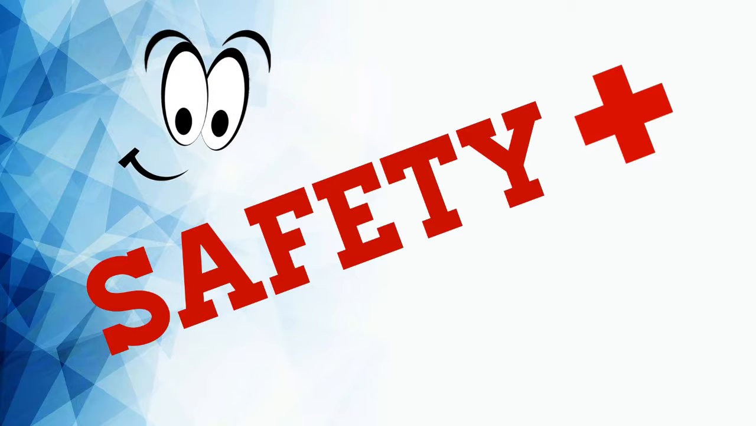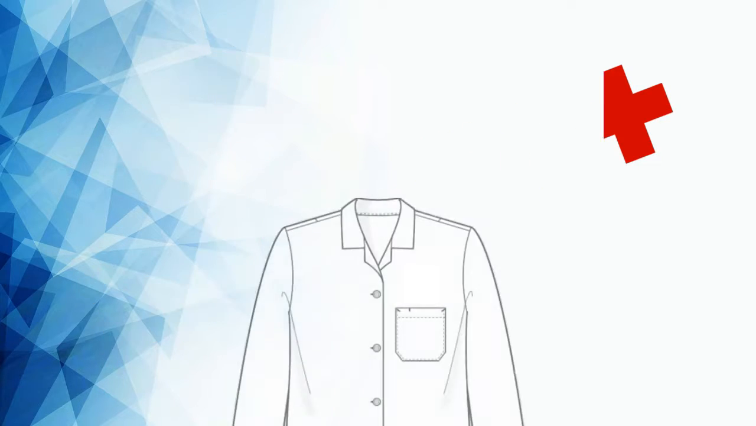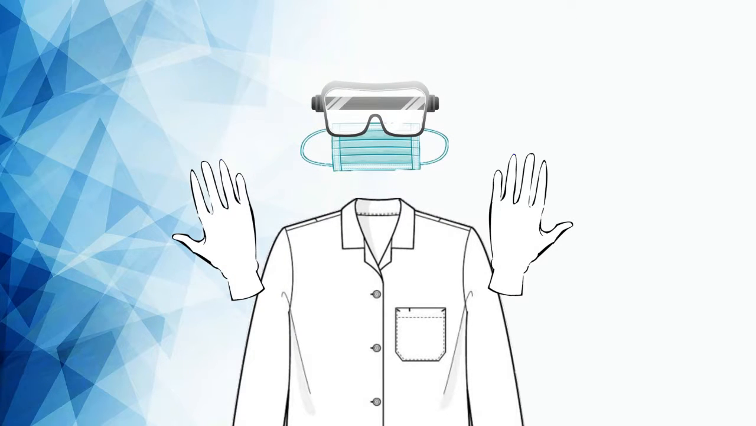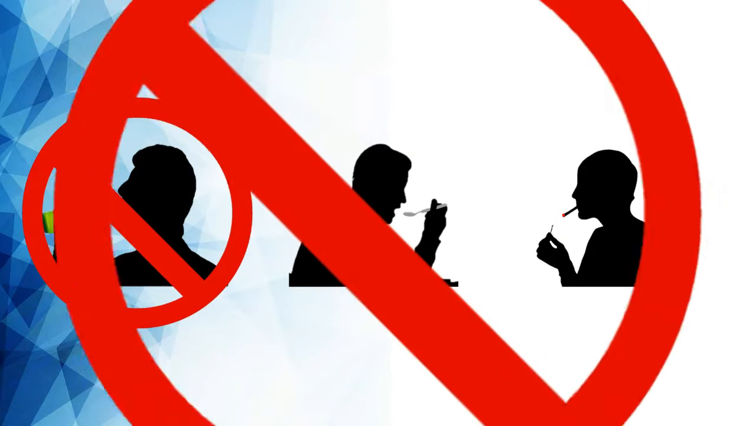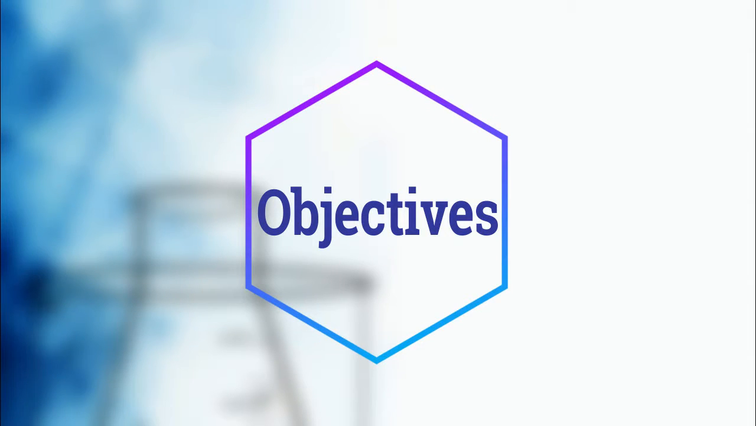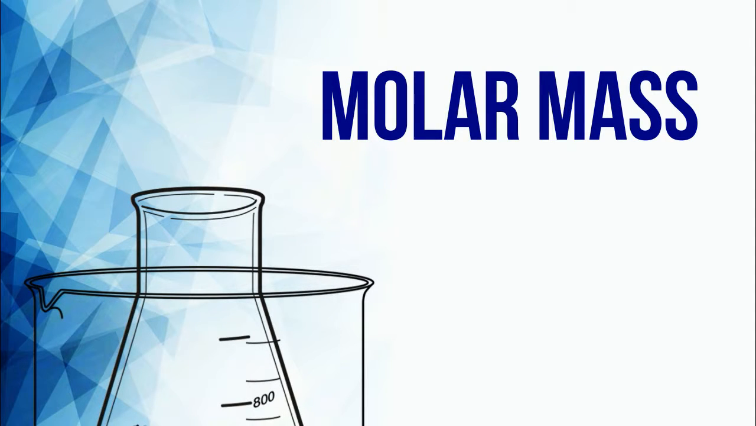Before we do the experiment, safety is a primary concern inside any chemistry laboratory. Hence, here are some safety precautions that must be observed. Always wear your laboratory gown, face mask, safety glasses and gloves. Drinking, eating, and smoking are strictly prohibited in the laboratory. Familiarize yourself with the facilities in the laboratory. Always remember, safety first.